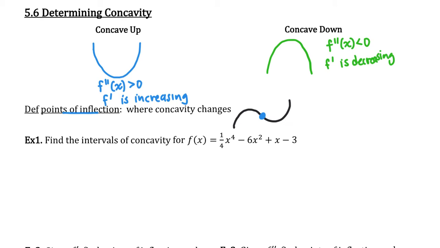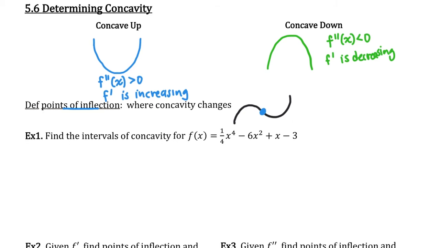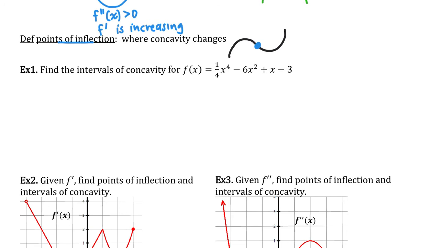So for this first example, we're going to find the intervals of concavity for this function. So we're going to figure out when this is concave up and when this is concave down. What we want to check for is when f double prime of x is switching from positive to negative or from negative to positive, because that'll mean it's switching from concave up to concave down or vice versa. So let me go ahead and find the first derivative.